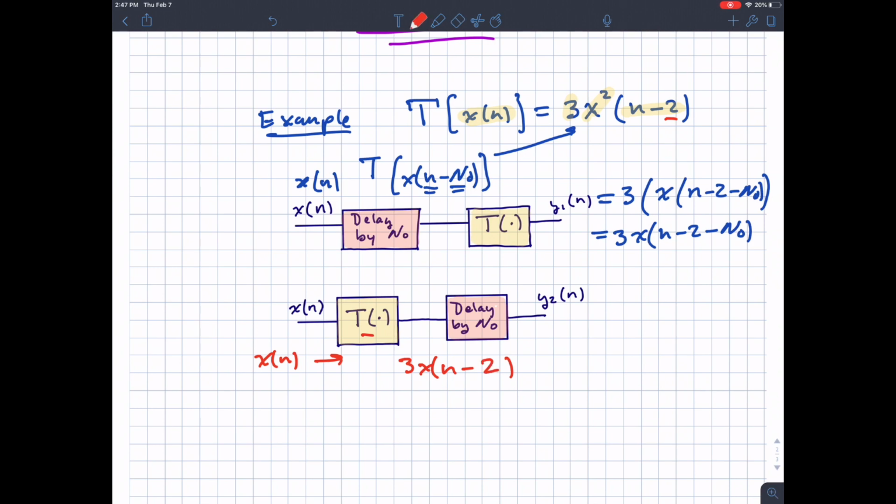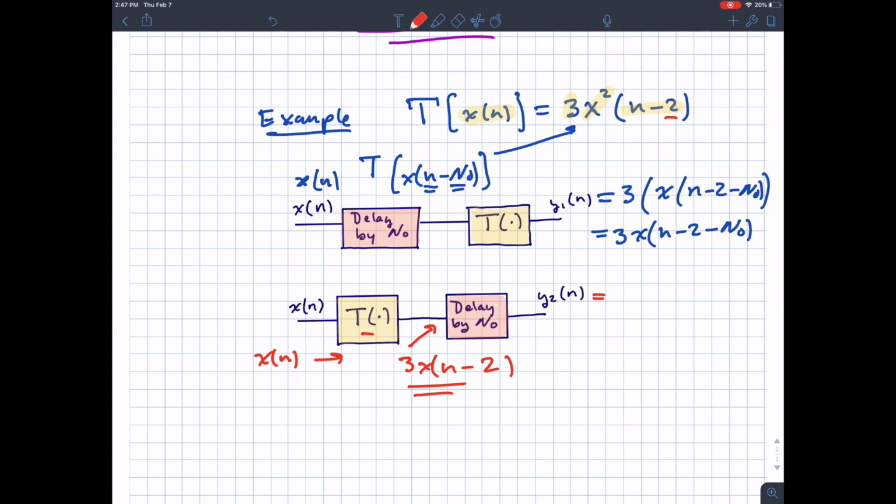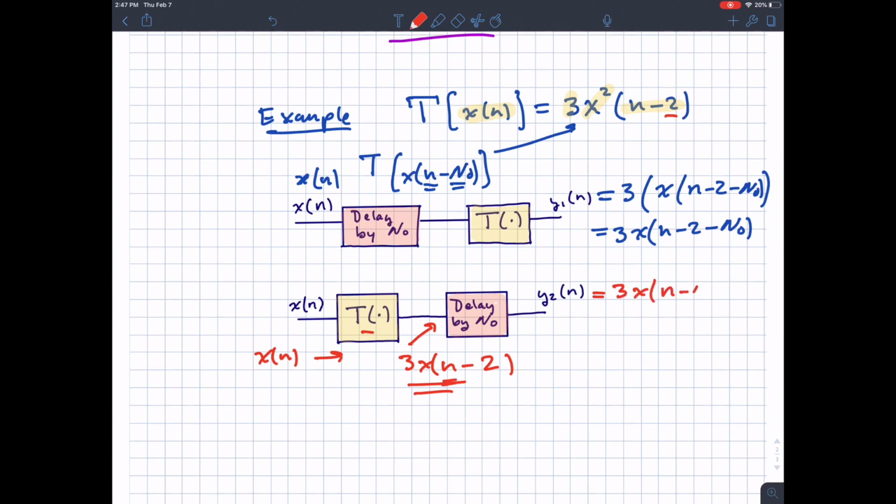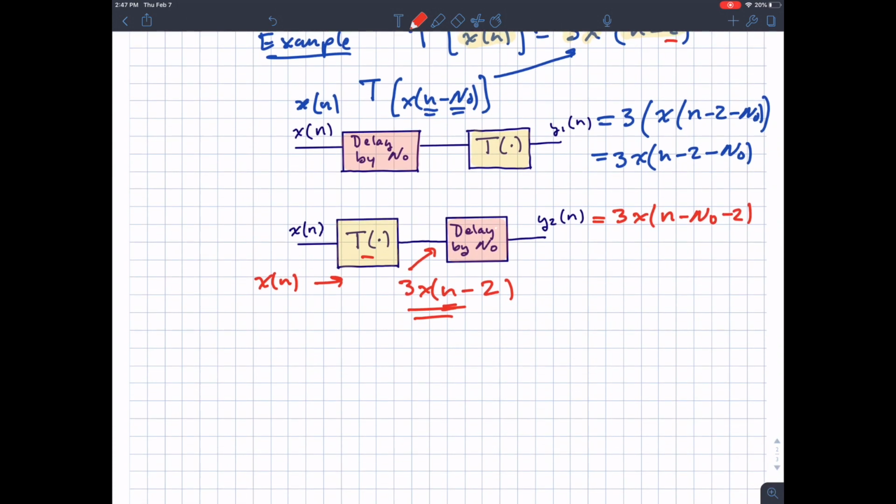All right. Now I delay this signal by n naught, and that would be 3x, where everywhere I see n, I replace it with n minus n naught. And so that's y2. So the only difference between y1 and y2 is the order that we wrote the subtraction. And since subtraction is commutative, it doesn't matter what order we go into.